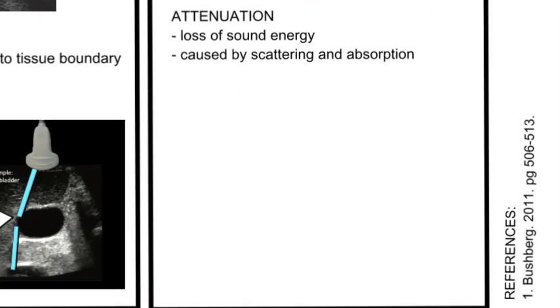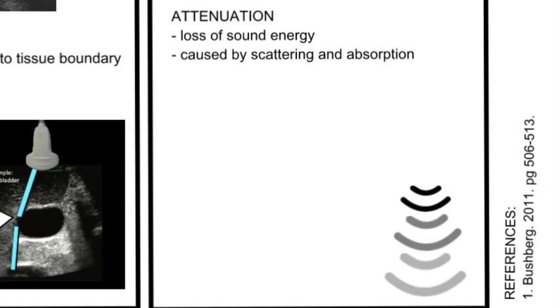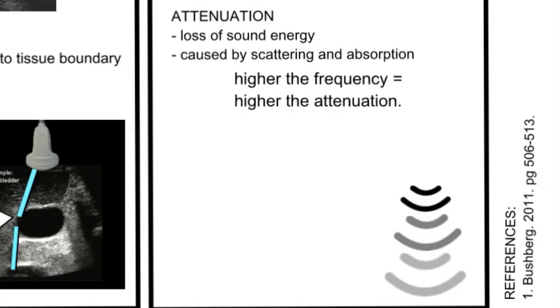Now, let's move on to attenuation. To attenuate means to lessen. Hence, in this ultrasound interaction with matter, acoustic energy is lost with distance traveled. It is caused partly by scattering and tissue absorption. The higher the ultrasound frequency, the higher the attenuation of the ultrasound beam.